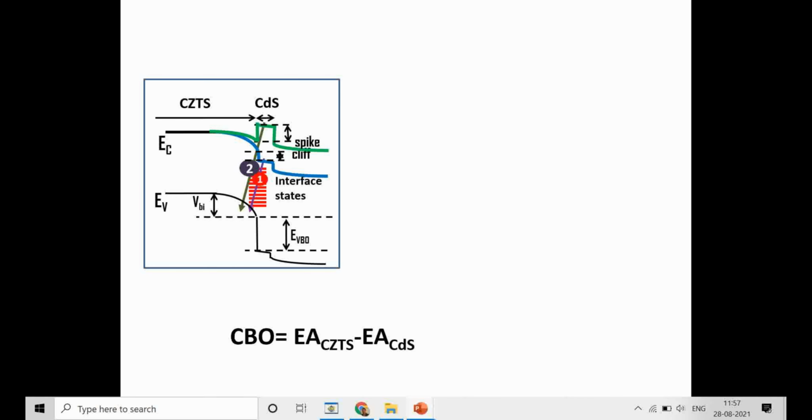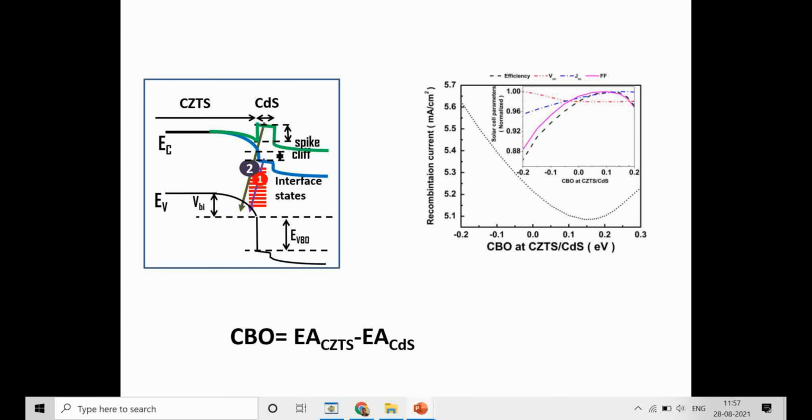Using this we can plot what we have already seen in our simulation. The same thing we can plot in Origin, and we get this type of behavior. You can see this inset figure: the dashed line curve is the efficiency plot. The efficiency is highest at some positive conduction band offset. For negative conduction band offset, the blue lines, the efficiency is lower.